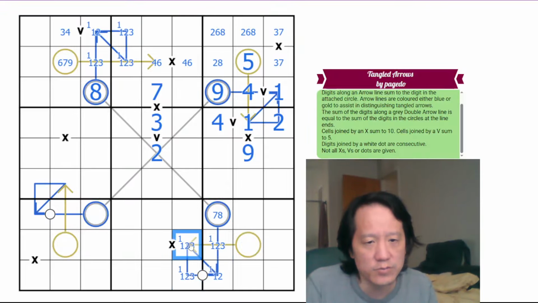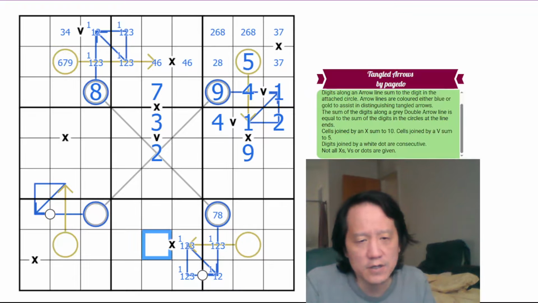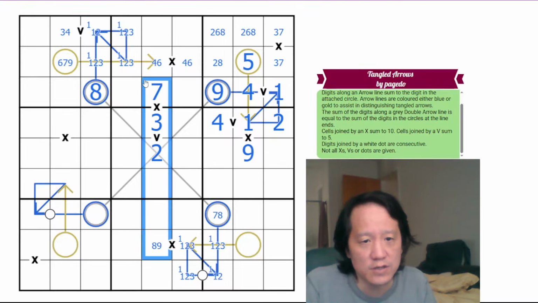This is guaranteed to be 1. 1, 2, 3 plus 7, 8, 9 adds up to 10. This cannot be 7 because of the 7 in the column. So this can't be 3.